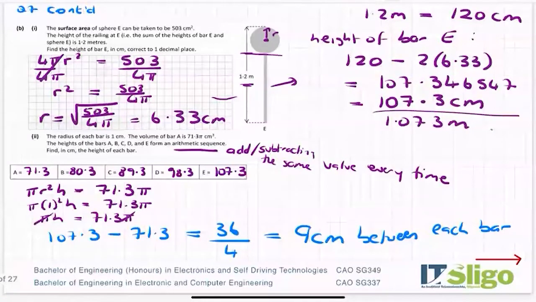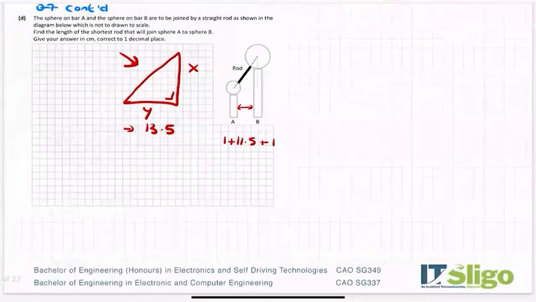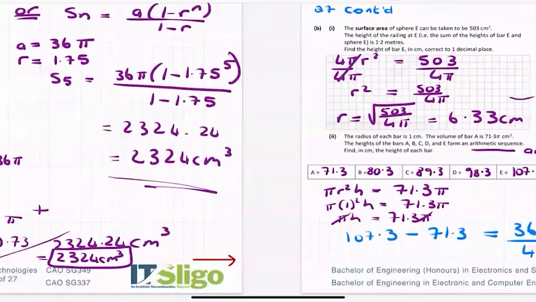Let's go back and see what we have here. The heights of the bars form an arithmetic sequence. So we have 9 centimeters here between the different bars. Okay, I then need some radiuses. So didn't we work out what the volume of that ball was? So we got 63 pi.